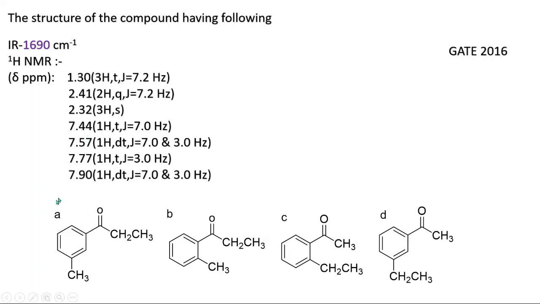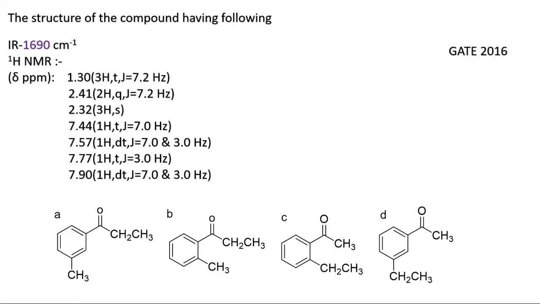So option A will be the correct answer. If you see this 2.41, this is when attached to this carbonyl group. If you see, this CH3 is also attached to this carbonyl group, but this is given 2.32, which was somewhat less than 2.41. So this option is eliminated. Option A will be the correct answer.